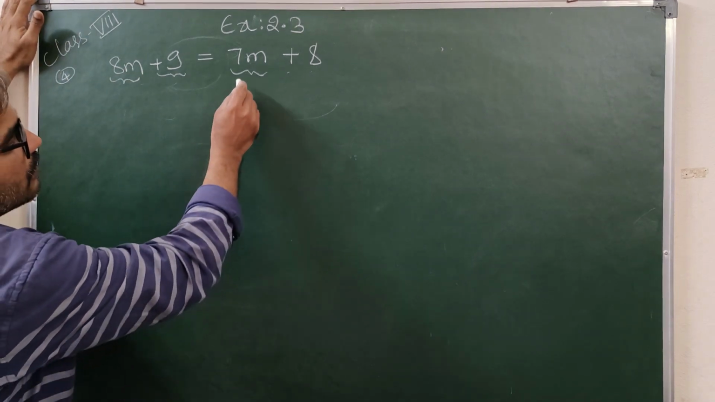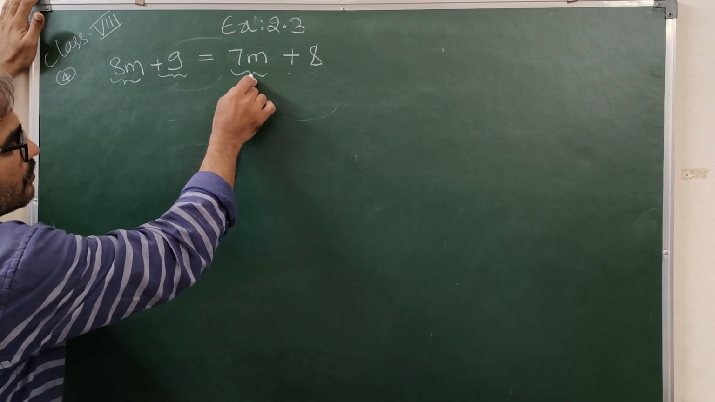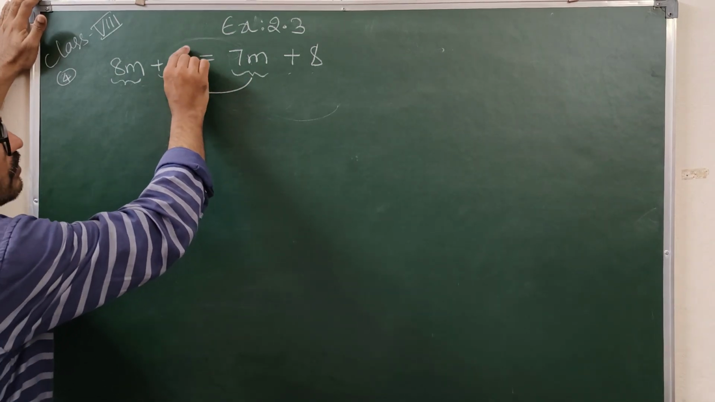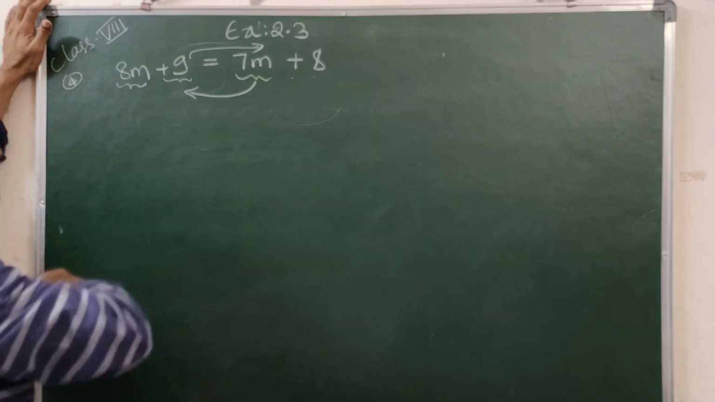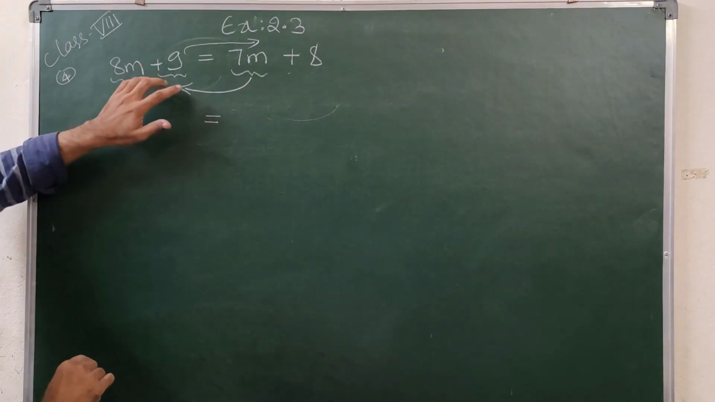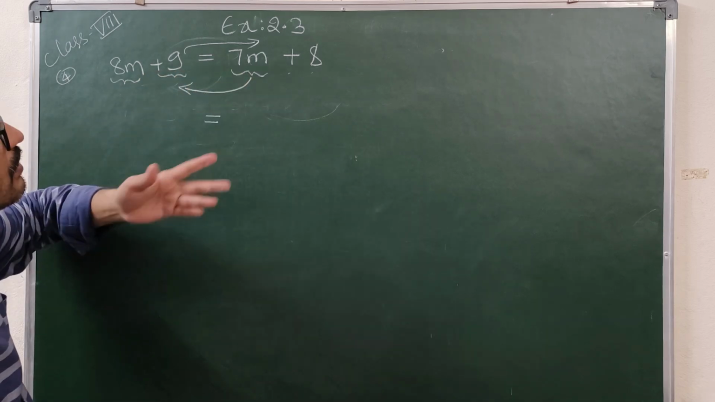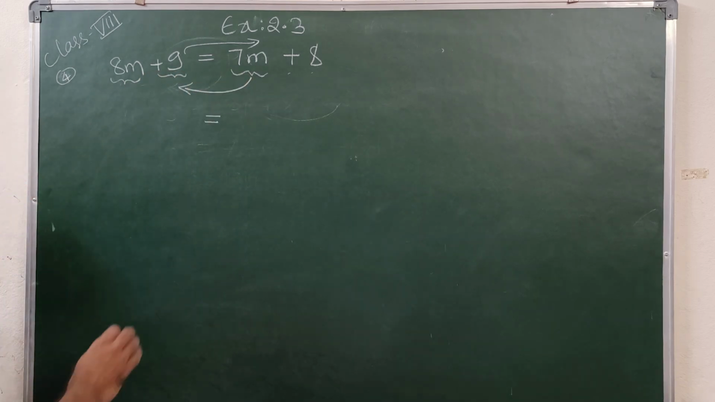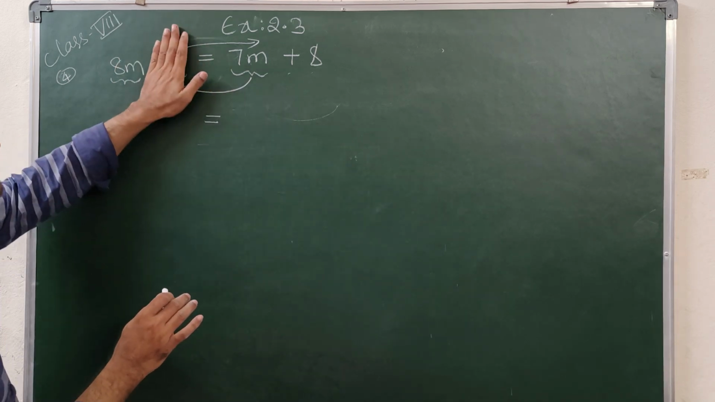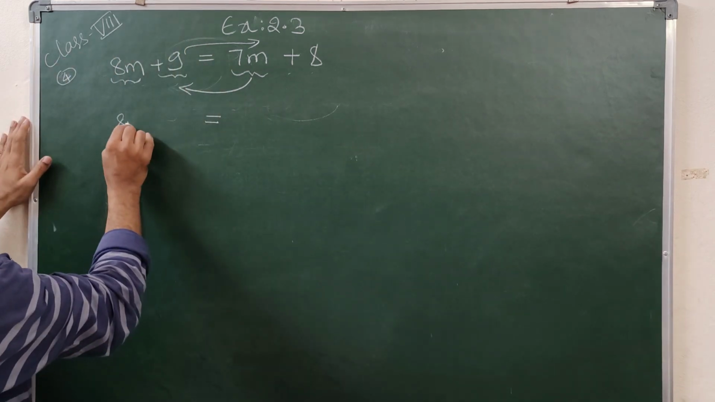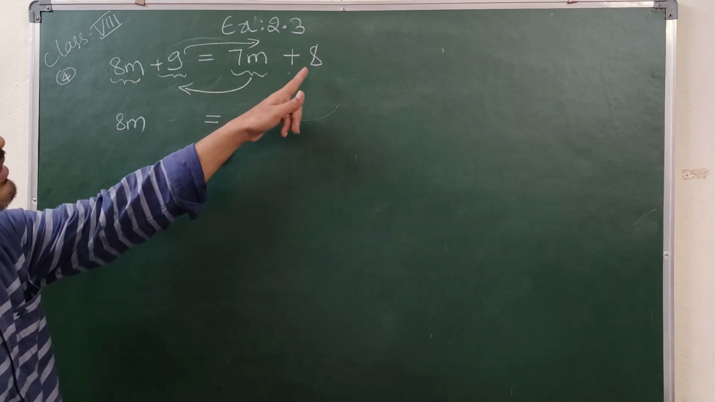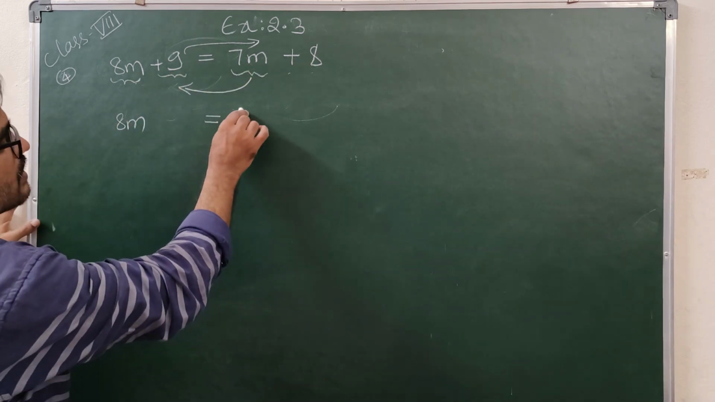So now what you do: 7m we have to take to the left side, 9 we should take to the right side. So write equals under equals. Whatever you are taking, exchanging the places, write them later. If you take 9 to the right side, what will remain here? First of all, write that 8m. What you are bringing from this side? 7m, this side. So remaining is 8. You write as it is.